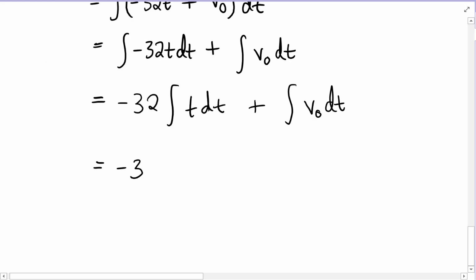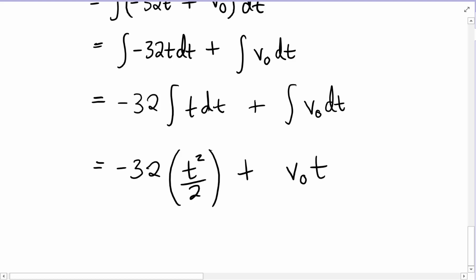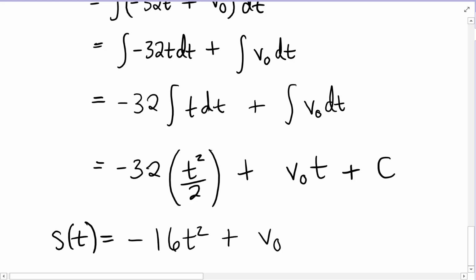Negative 32 will be multiplied by the integral of t, that is t squared over 2, plus the integral of the initial velocity. Initial velocity is just going to be a number, so you're integrating a constant here. When you integrate a constant, the constant becomes a coefficient of a variable to the power of 1 plus c. The position equation, when we reduce here, is negative 16t squared plus the initial velocity times time plus c.